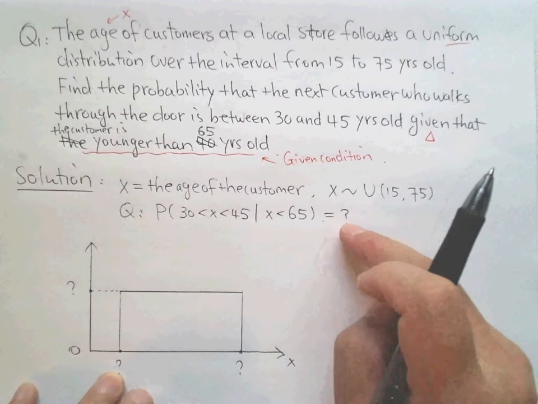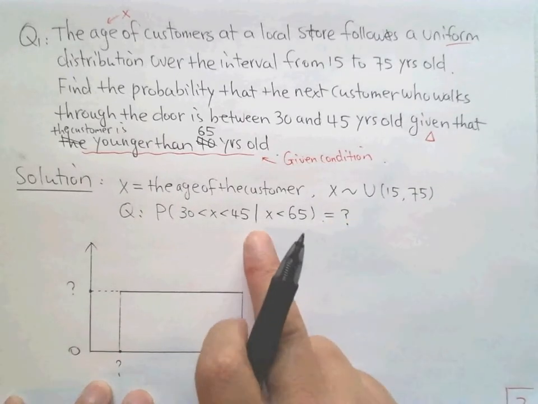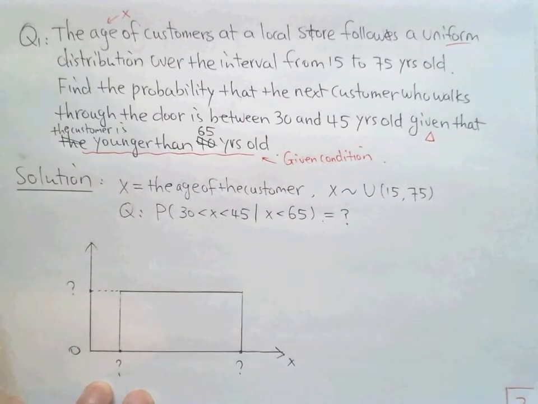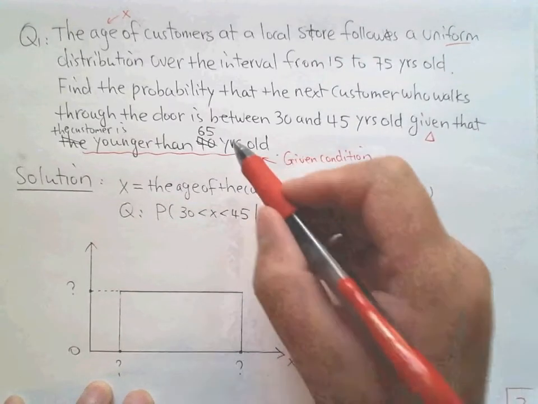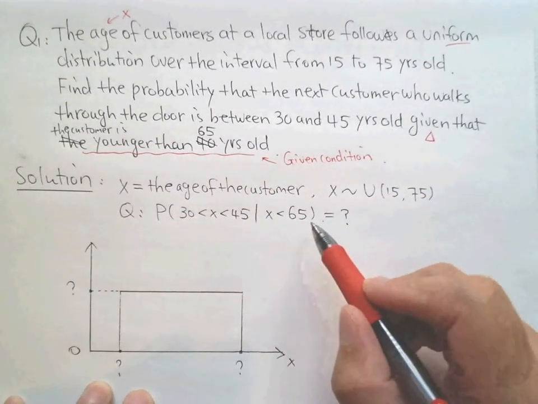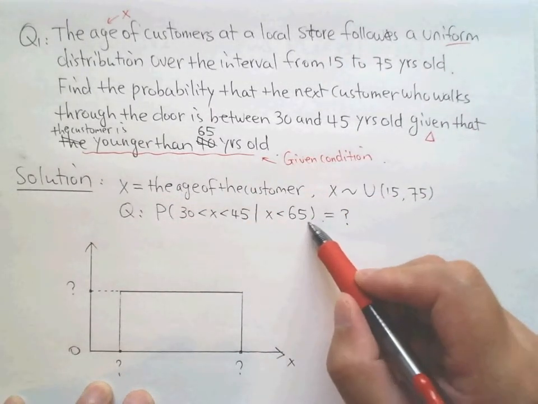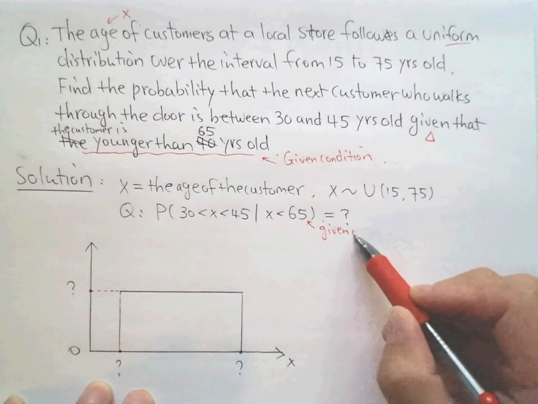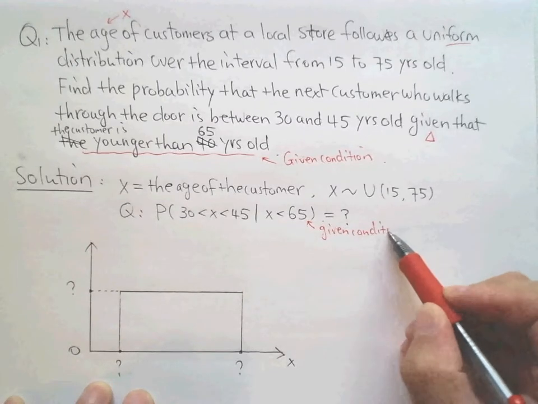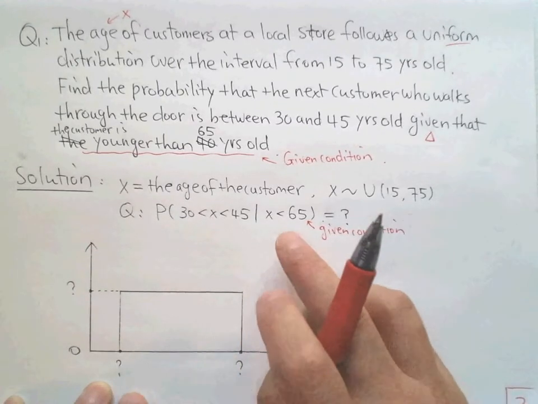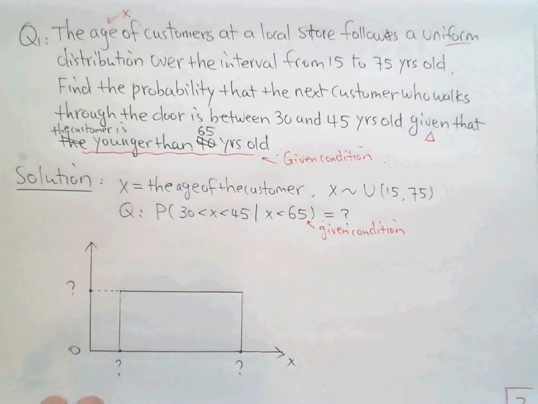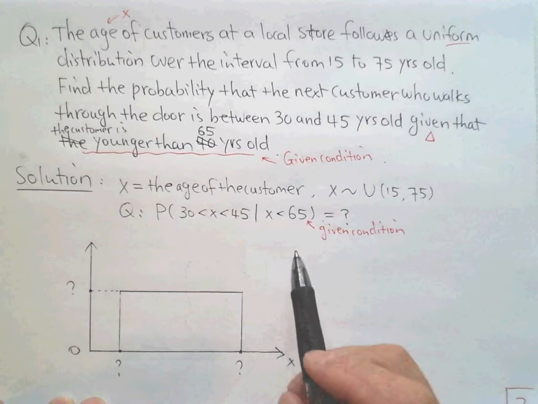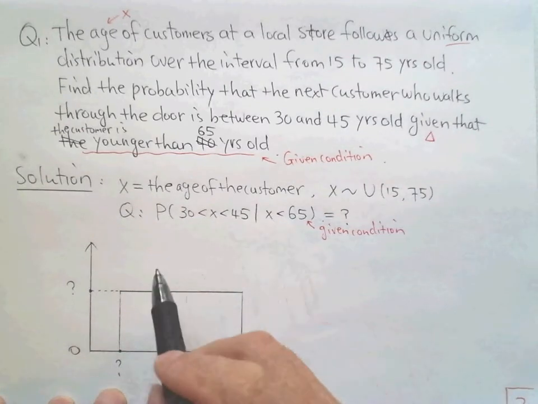Now we have this question, right? This question is a conditional probability. Definitely we know this is the given condition. What do we need to do to find the probability? We need to build a conditional distribution. What is the conditional distribution? A conditional distribution is built based on the given condition.